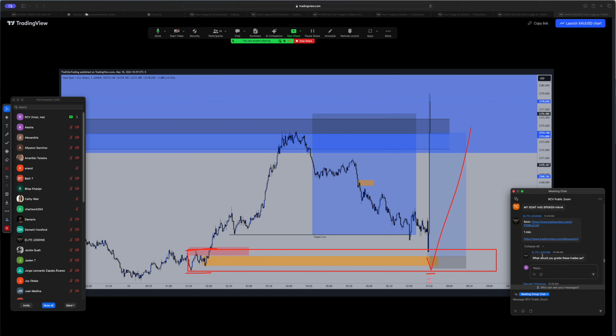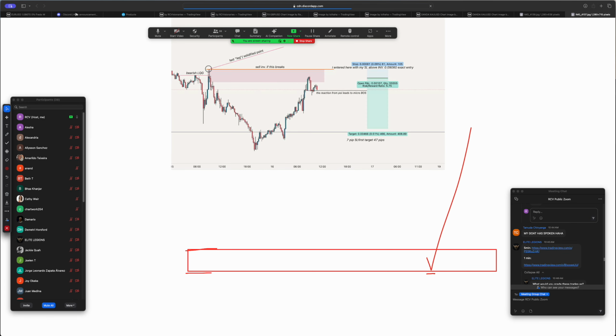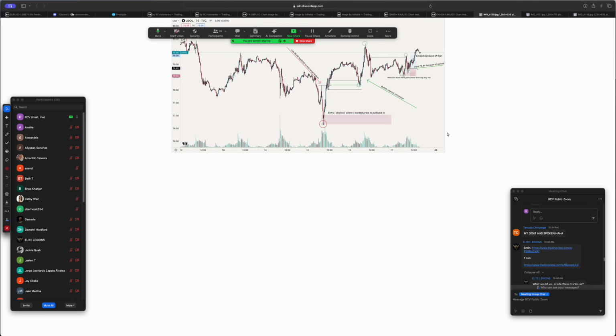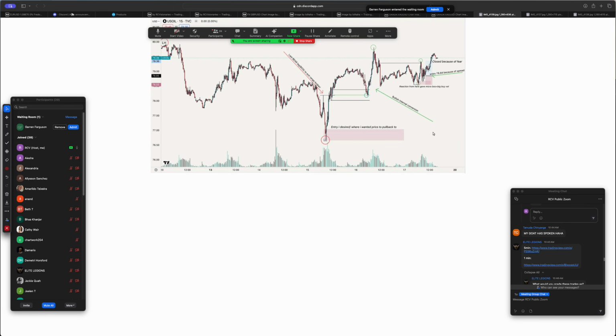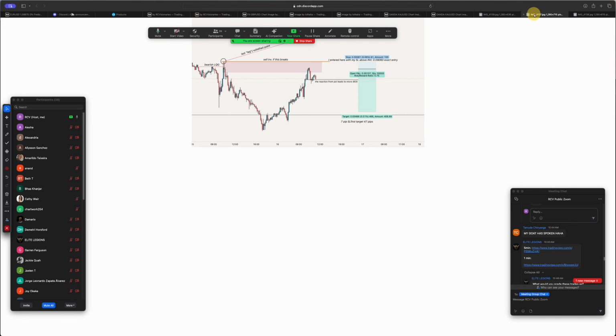Let's see what's next. Okay, Tam, so we do have a couple of charts from the Discord. Let's go with Danny's first. Let's see. So, what am I looking at here?